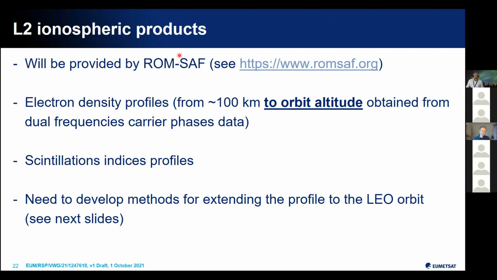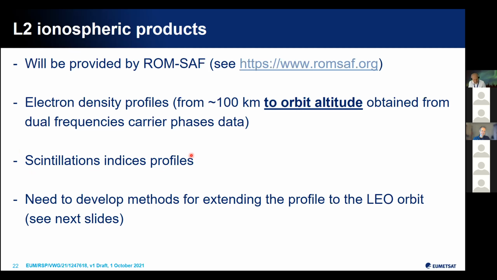Level 2 ionospheric products will be provided by the ROM SAF, the Radio Occultation Meteorology Satellite Application Facility. In near real time, they are going to provide electron density profiles starting from 100 kilometers to the orbit altitude. And they are also going to provide the scintillation indexes profiles using different techniques.